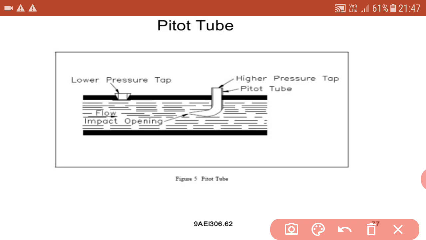Here also there is a low pressure tap, then a high pressure tap, and this one is the Pitot tube, and the flow impact opening is here. So basically we just have to convert the flow of a fluid into pressure.